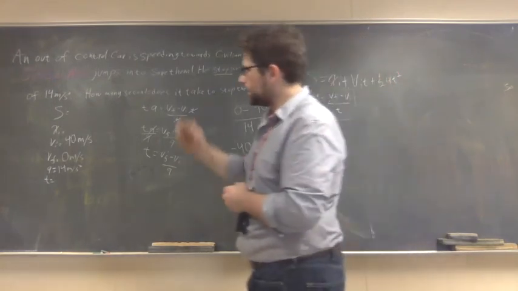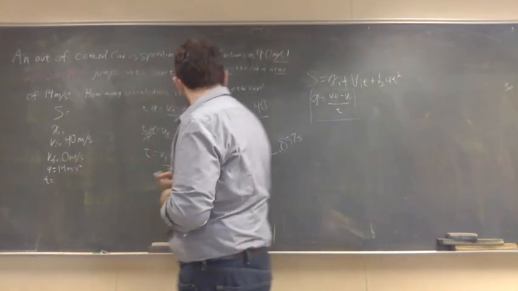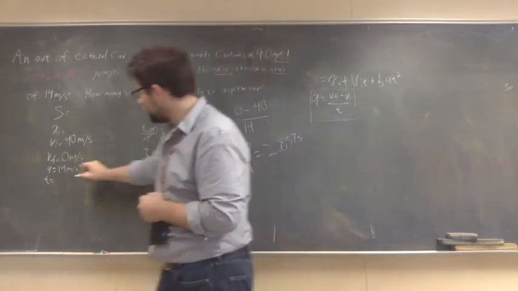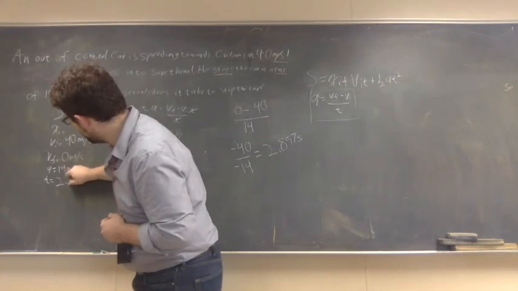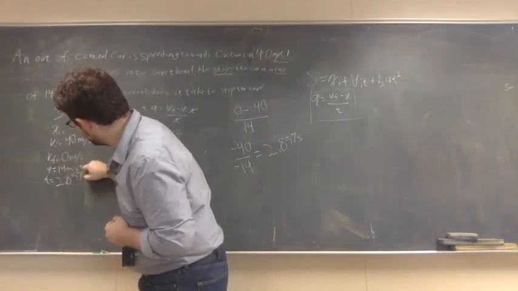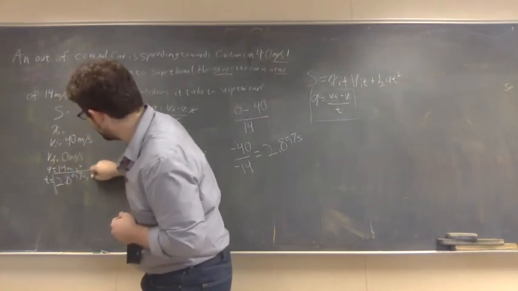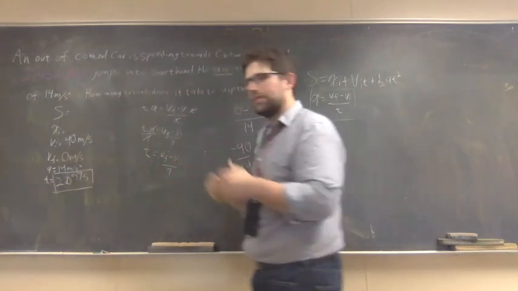Okay? So then, as always, we want to put it back in our variable list, 2.857 seconds, and then we box it because that's our answer, and everything's perfect.